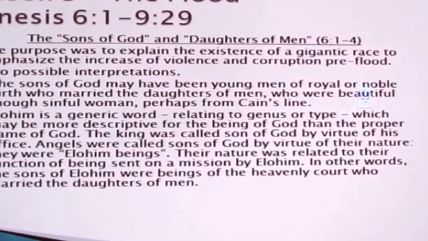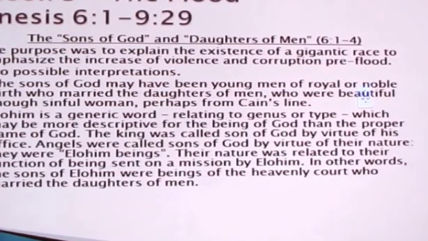Now in the same chapter, we have an interesting thing regarding the sons of God and daughters of men, which we will look at quickly. However, here again, the purpose was to explain the existence of a gigantic race, or to emphasize the increase of violence and corruption pre-flood. But there are two possible interpretations to explain the existence of a gigantic race. One, that the sons of God may have been young men of royal or noble birth who married the daughters of men, who were beautiful, though sinful women, perhaps from Cain's line. So the men might have been from Cain's line.